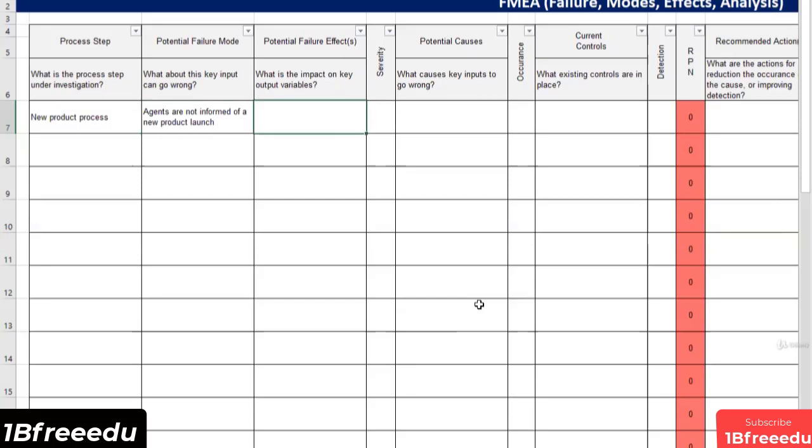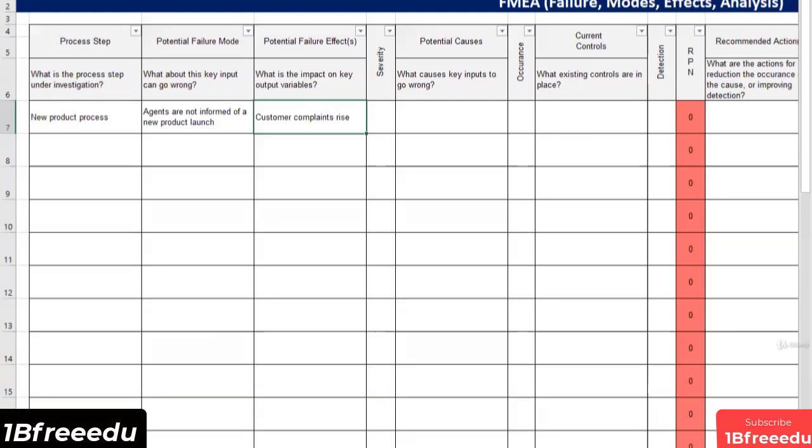We then want to think about the potential failure effects. So what is the impact on key output variables? Well, we know customer complaints rise, right? Some of the key variables that we'll have with our products is the impact on the customer. What does the customer think about it? How do they see it? If customer complaints are rising, this is a really big impact. And obviously, agents not being informed is leading to an impact on the customer.